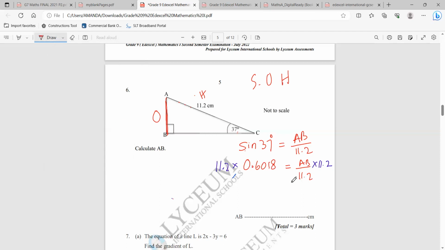So when you do that, 11.2 can be cut off. So here AB is 11.2 times 0.61. So you have to multiply this by 11.2. So you're going to get 6.7403 centimeters as your final answer. So that's done. Question 6 also done. They give you 3 marks. Now let's move to question number 7.